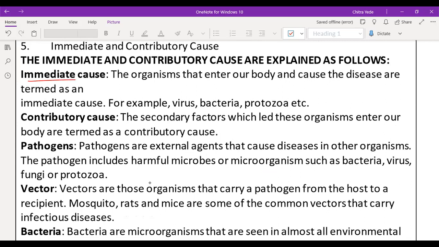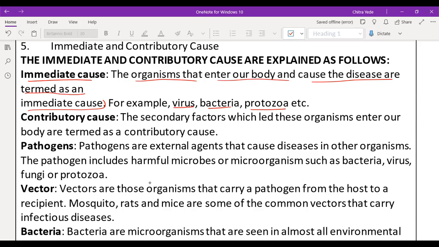So, what are the immediate causes? The organisms that enter our body and cause diseases are termed immediate causes. Suppose we have virus, bacteria, and protozoa. When they enter our body, they start infecting our small intestine and affect the inner lining wall of the small intestine, called columnar epithelium, and they cause diseases.